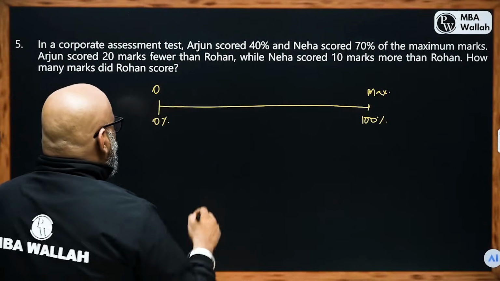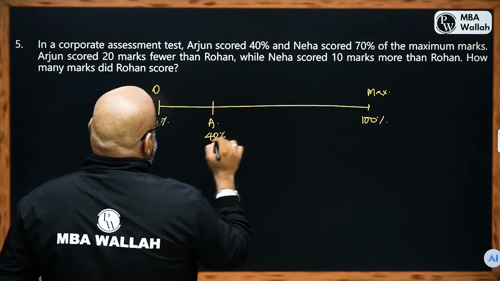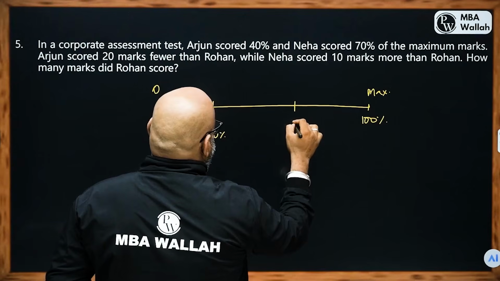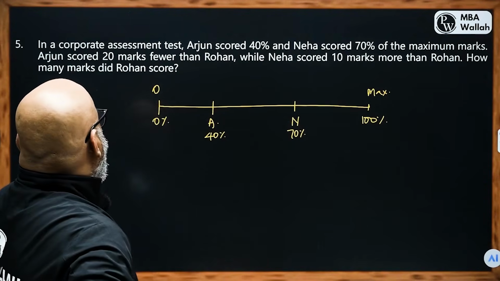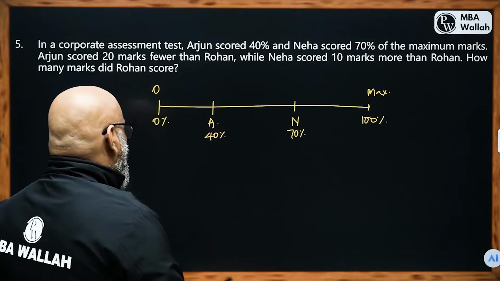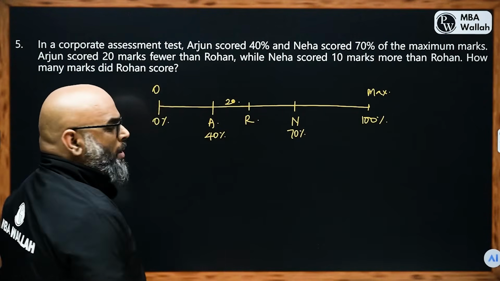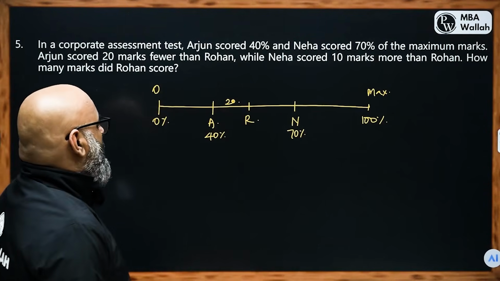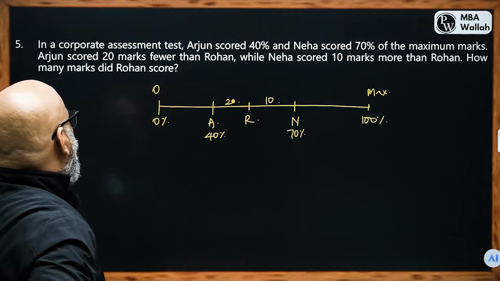Arjun scored 40%. So I'm going to put Arjun here at 40%. Neha scored 70%. So I'm going to put Neha somewhere here. Neha 70%. Now there is one more guy called Rohan. Arjun scored 20 marks fewer than Rohan, which means Rohan is sitting somewhere here and this gap is 20. While Neha scored 10 marks more than Rohan. Neha scored 10 marks more than Rohan. Is over here.